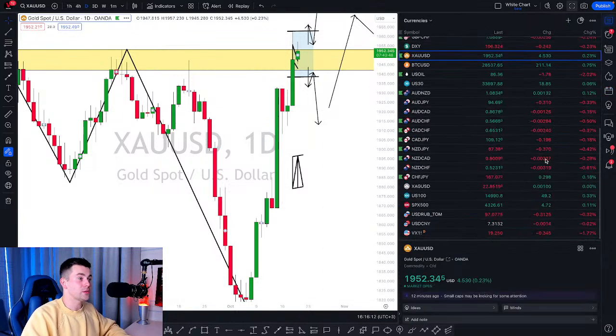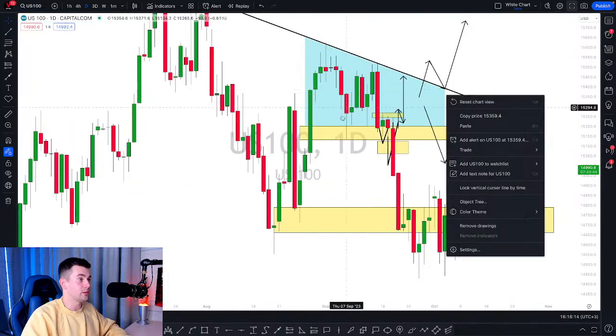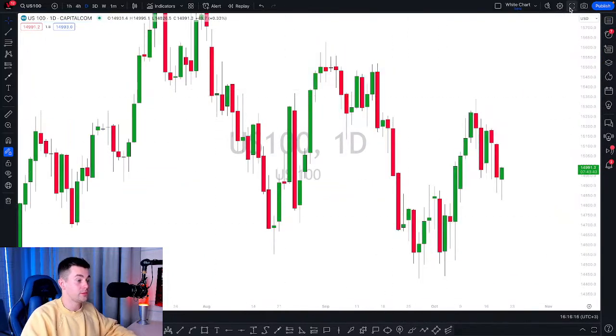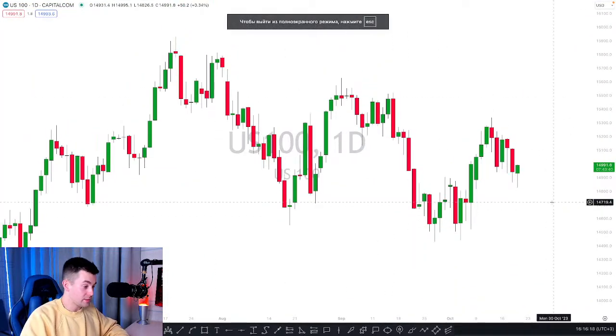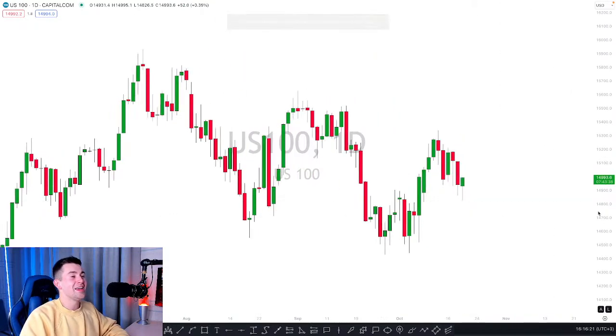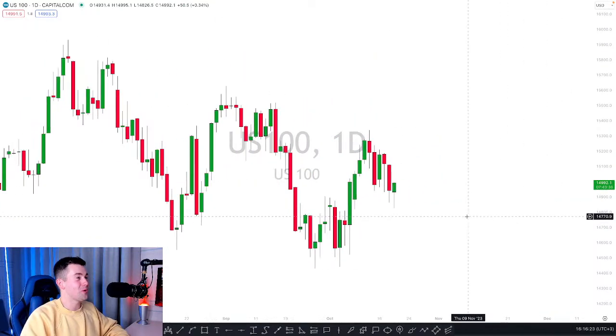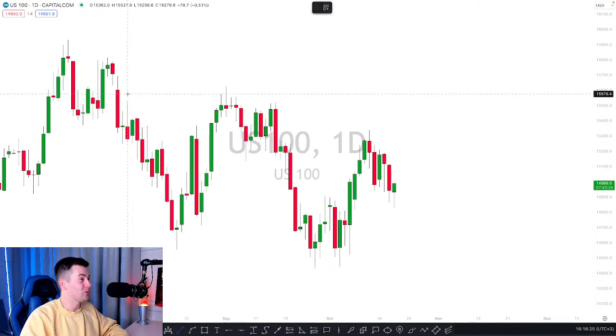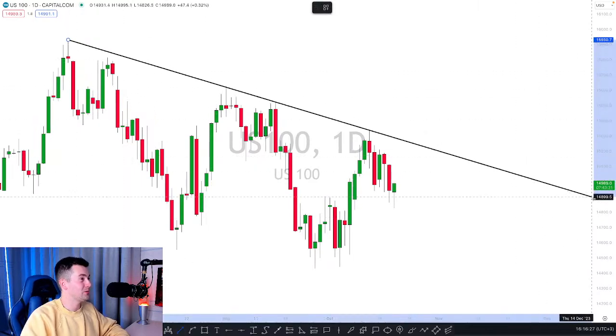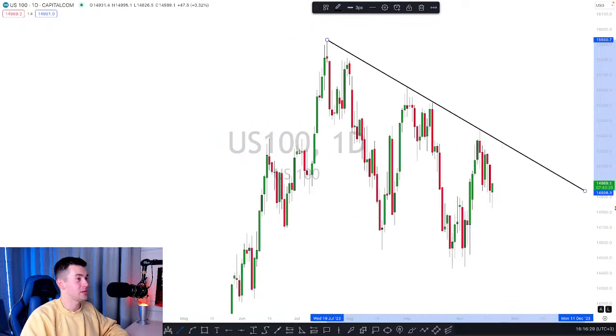So let's check the US 100 index briefly. Let's analyze the price action on the index. Yes, GameStop, I saw that you asked. I just forgot to check that. So now we'll finally analyze.